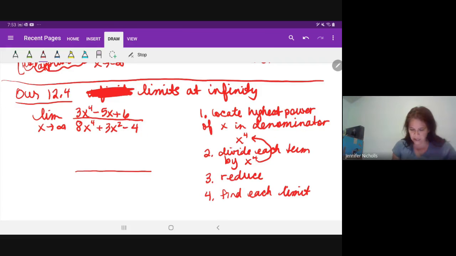So first of all, you're going to draw a big fraction. I'm going to put 3x to the fourth minus 5x plus 6 in the numerator, but leave a denominator because I want to divide by x to the fourth. And then 8x to the fourth plus 3x to the second minus 4. Okay, I'm going to change color so you can see it better. So we decided we're going to divide everything by x to the fourth.